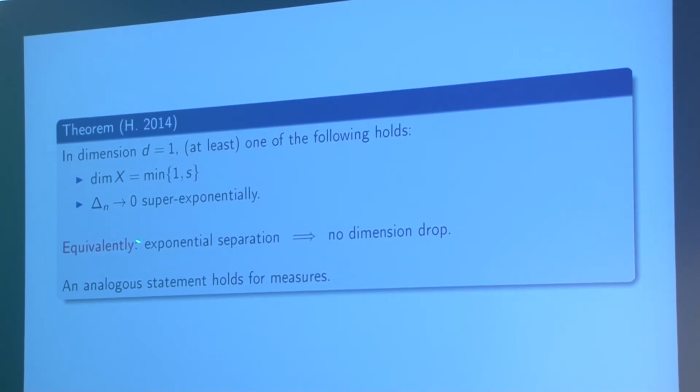Okay, so this is something I proved a few years ago, which says that in dimension 1, at least one of the following is true. Either you have the full dimension, the expected dimension that you would have if you were separated, or you have super exponential decay of delta n, which in other words just means that if you have exponential separation, then you don't have dimension drop. So recall that the conjecture was that if you don't have exact overlaps, you have no dimension drop. Okay? So we still don't know how to prove the conjecture. But this allows us to establish that the dimension is correct in many cases where we couldn't do it before.